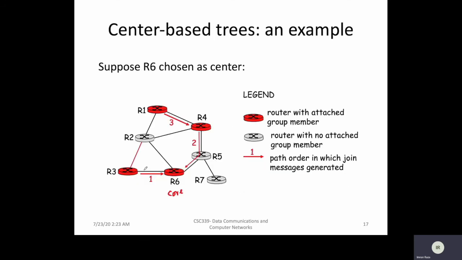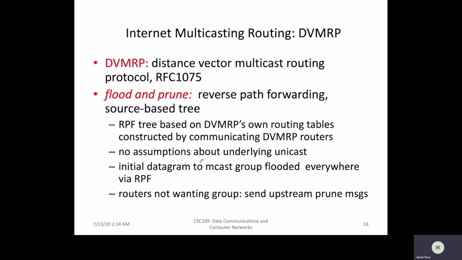So in center-based tree, let's look at this example. Let's assume that this is the core router here, R6, and the other routers having multicast group members attached with them will send join messages in order to join the core router, and the paths that are taken by the join messages will make the center-based tree in this case.